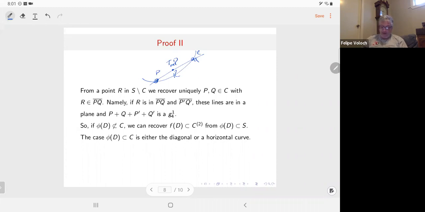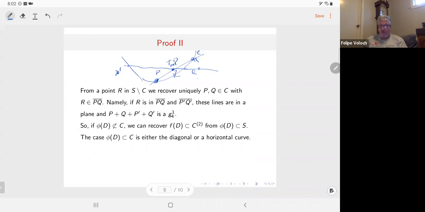Why is that? How would that fail? If I had another pair P prime and Q prime here, so another secant going to the same point R. If I had a picture like that, I wouldn't be able to recover P and Q from R, right? Because P prime and Q prime would also give me R. But I can't have a picture like this. Why can't I?